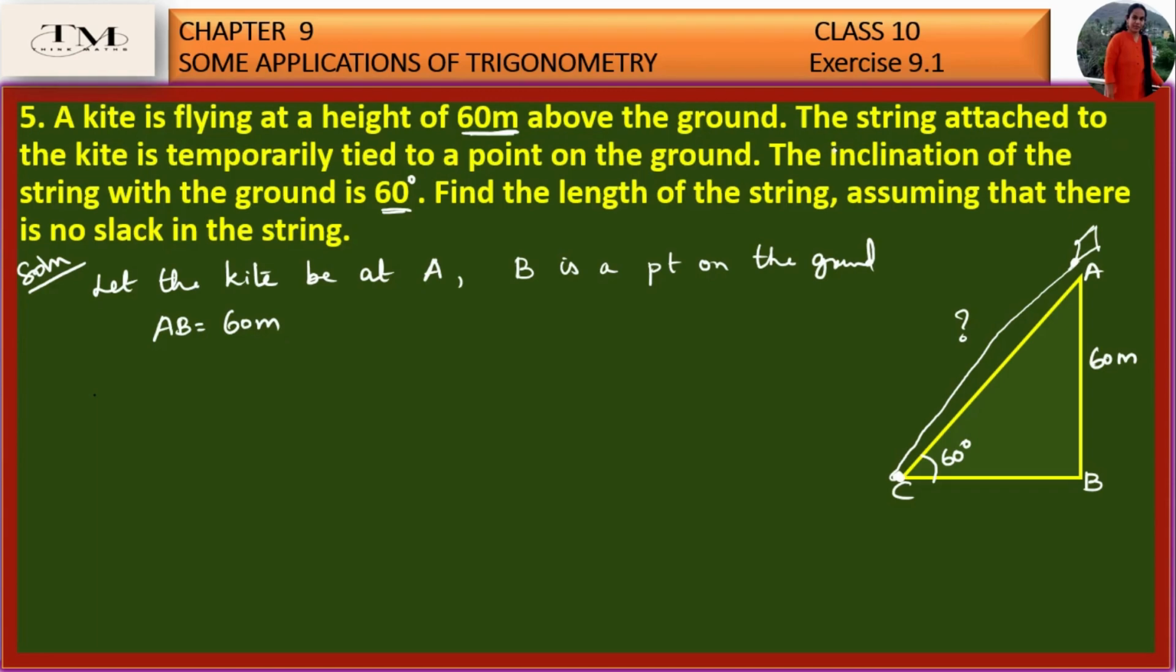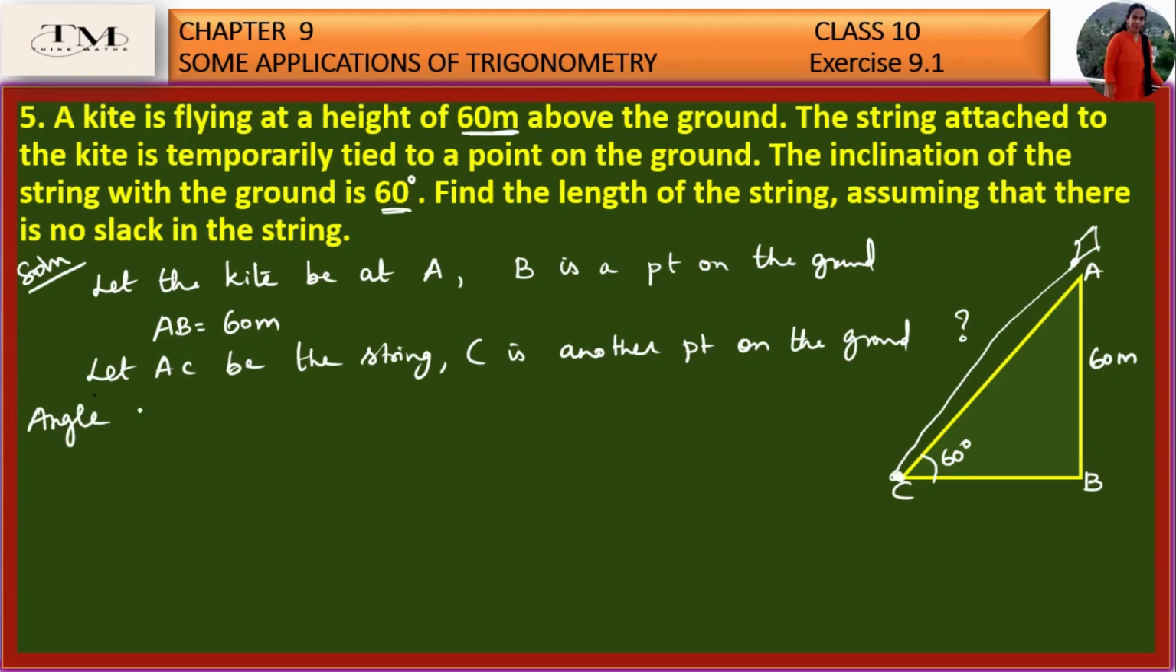Next, the string attached to the kite. Who is the string? AC. So let AC be the string. Yes, C is another point on the ground. The inclination of the string with the ground. So angle of elevation. Who is the angle of elevation? This ACB. So angle of elevation, angle ACB is 60 degree. What we have to find out? We have to find out AC, that is the length of the string.